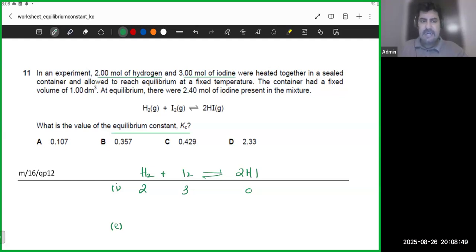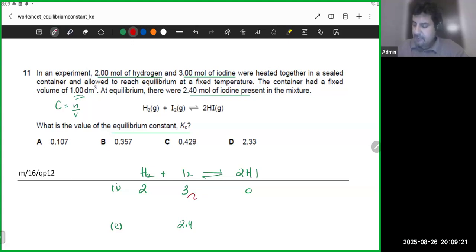Up here, you're saying the container had a fixed volume of 1 dm cube. That would be helpful because concentration is moles over volume. So if the volume is 1 dm cube, the concentration is going to be exactly the same. Remember that in Kc you always use concentration. You don't use moles. So which is why they gave it 1 dm cube, but it would still mean the same thing. At equilibrium, there were 2.4 moles of iodine.